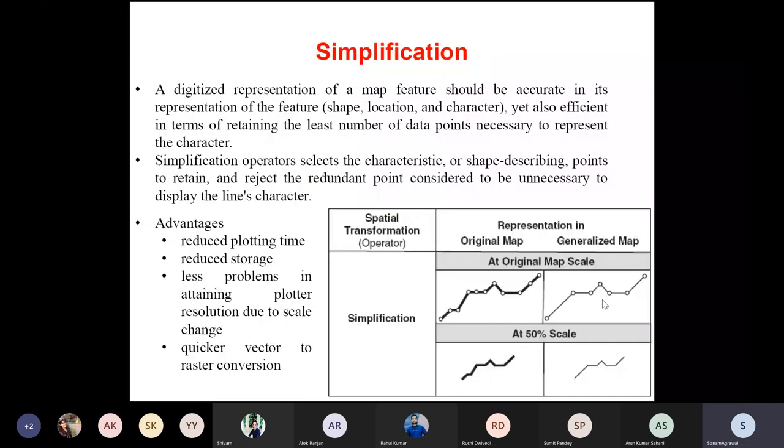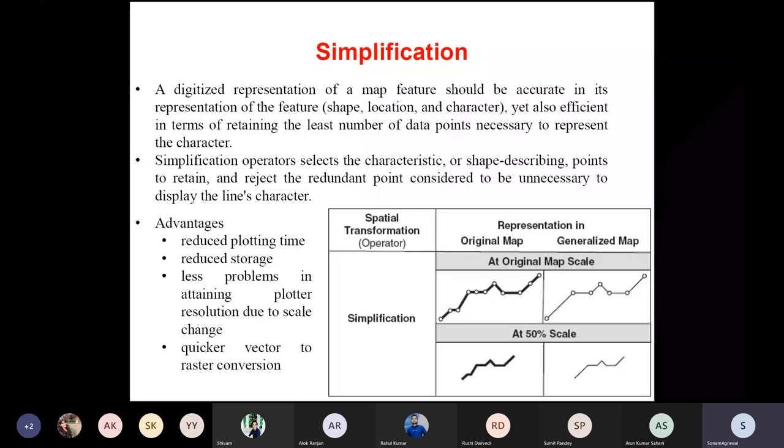So let's see it one by one. So first one was the simplification. In this, the operator selects the characteristic or shape describing points to retain and rejects the redundant points that are considered to be unnecessary to display the line character. This is what the simplification is.